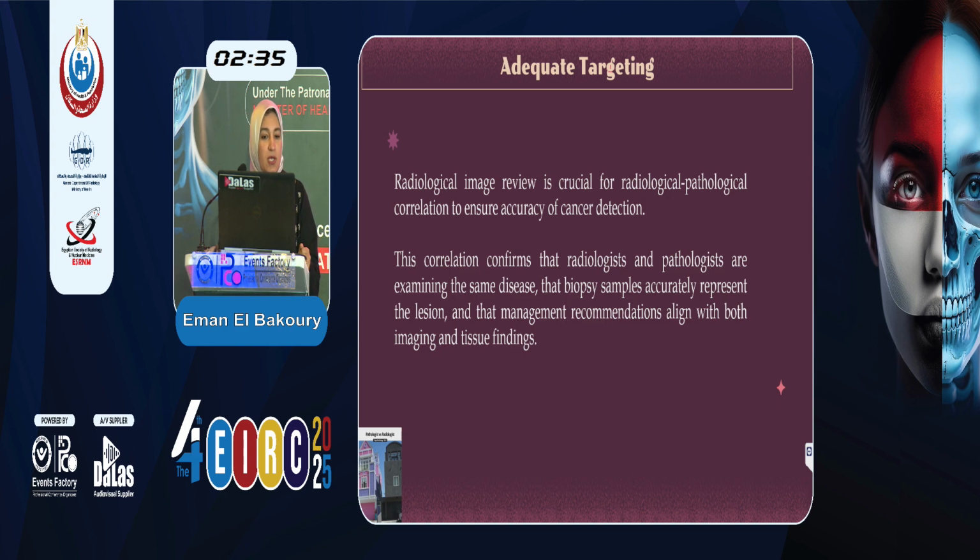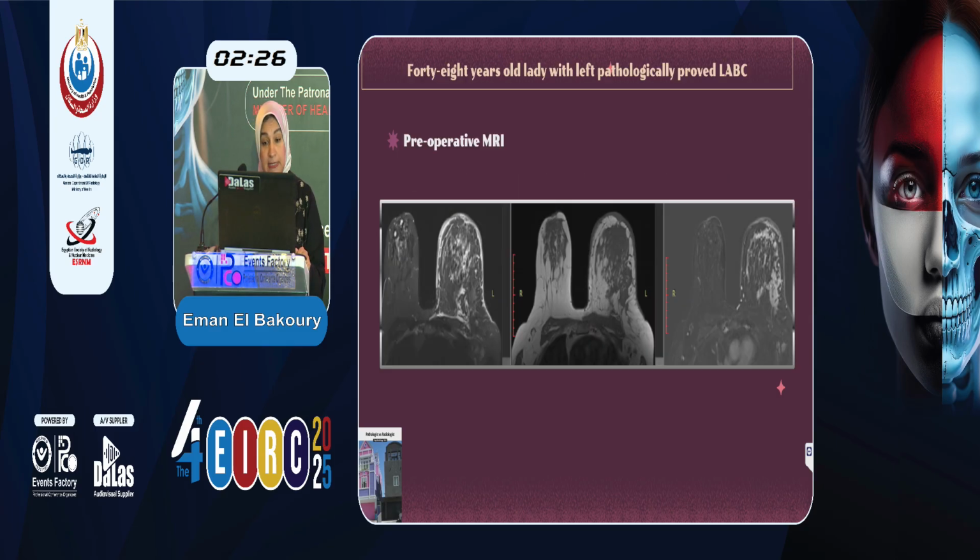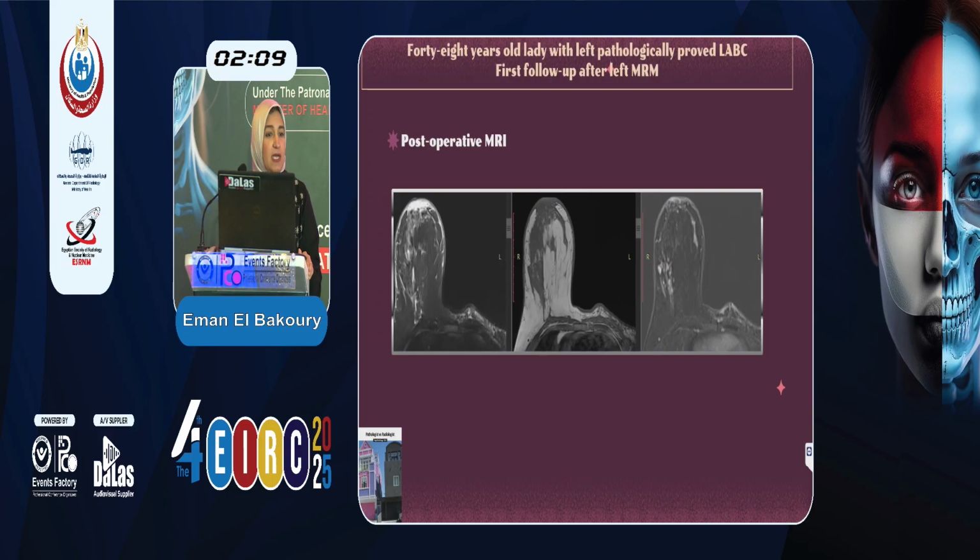It's very crucial for ensuring the accuracy of the cancer detection. We have to be sure that the radiologist and pathologist are examining the same disease. Next is a 48-year-old lady with left pathologically proved locally advanced breast cancer. This is her preoperative MRI, and here we can see the diffused clumped non-mass enhancement, skin thickening, enhancement, and ipsilateral suspicious node. Of course, this had been treated with mastectomy, and the patient actually asked to do a post-operative MRI.